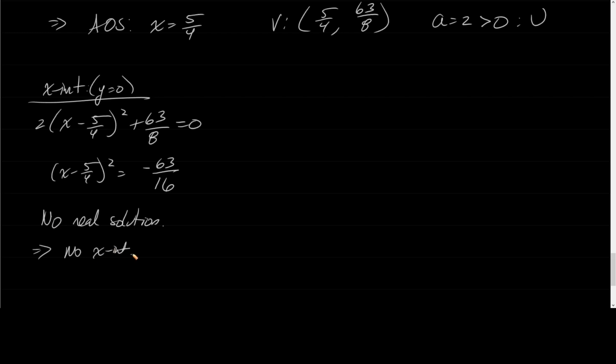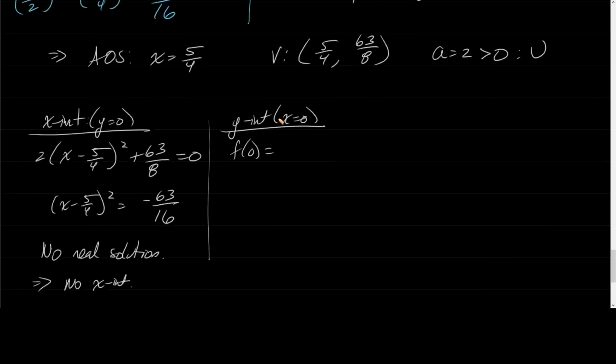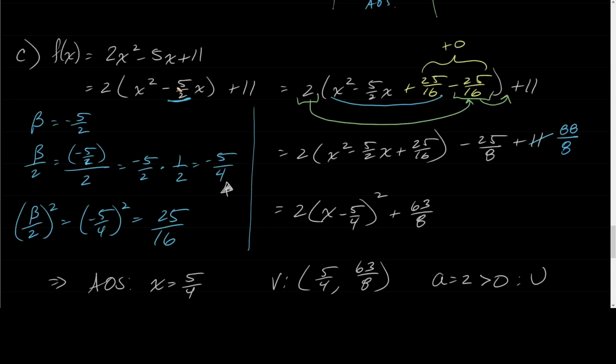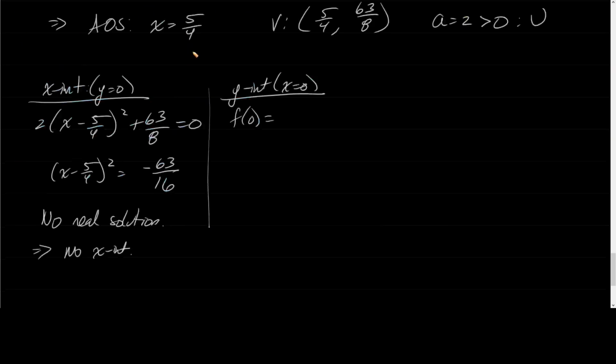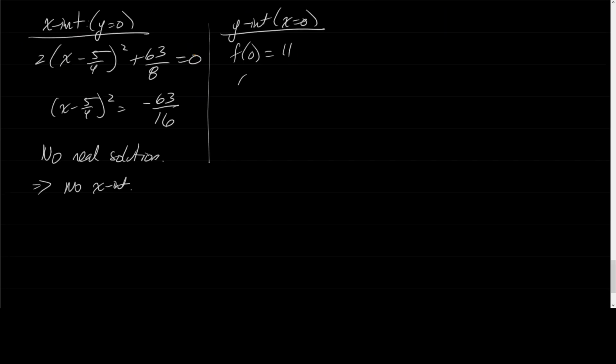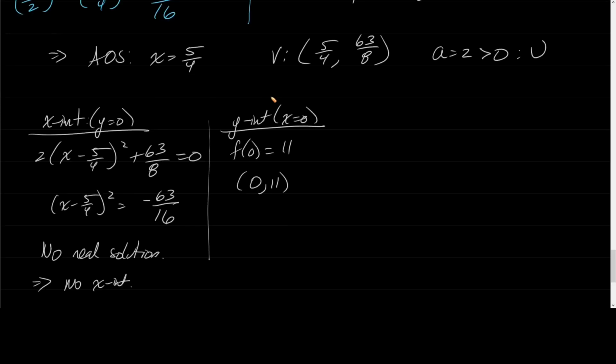All right. Now let's look at the y-intercept. The y-intercept, which is when x is equal to 0. All right. And in here, well, we're looking for f of 0. That's simple. Just go back to the original statement. F of 0. This goes away. This goes away. We get 11. So f of 0 is 11. So we have the point 0, 11. So we do have a y-intercept, all right?